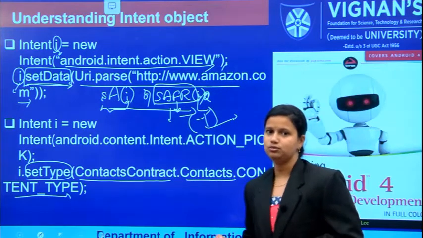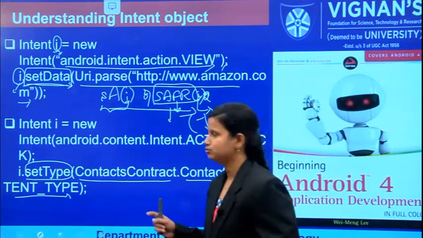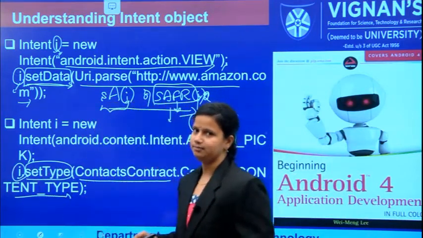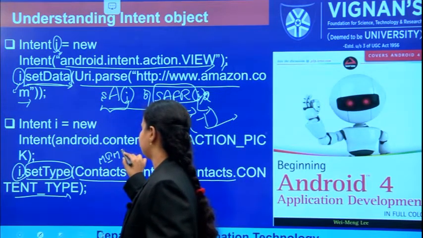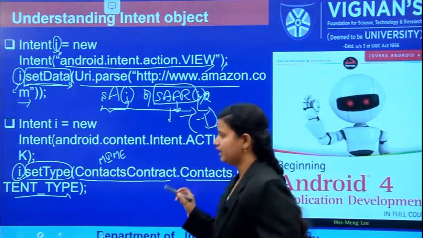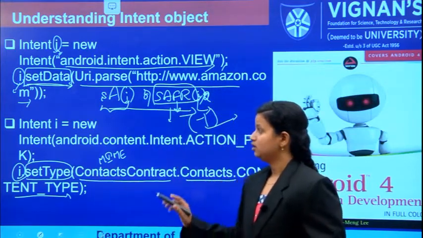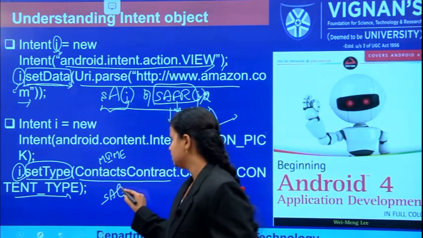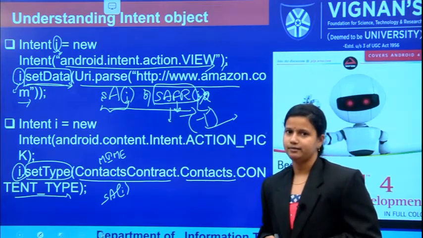That means we are using different types of information. In that situation, we use the intent object name dot setType. That means the contacts are presented in your MIME type so that it will be opened and passed the value like this. This also does not have a start activity, so you have to mention startActivity(i), and only then will it be started.